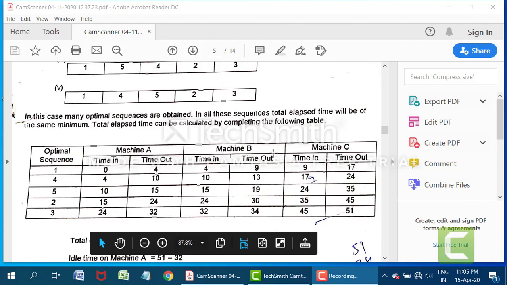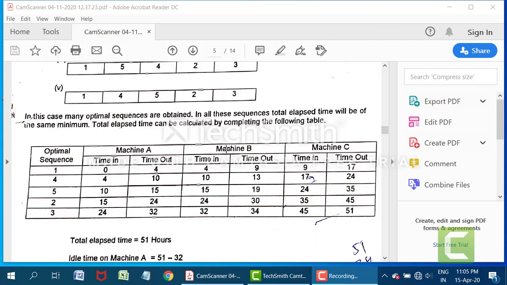Then you write machine B. As I told you earlier, the operation on the first machine must be completed, and only then will any job come onto machine B. The initial job was busy on the first machine up to clock time 4, and at clock time 4 it was released. So at clock time 4 it will go to machine B. Move time is negligible. So at clock time 4, the operation starts for job 1 on machine B.